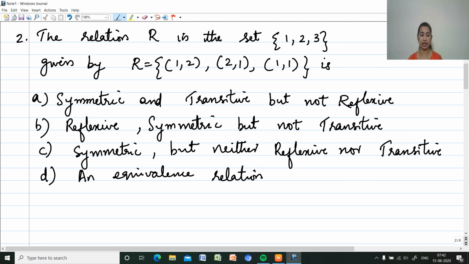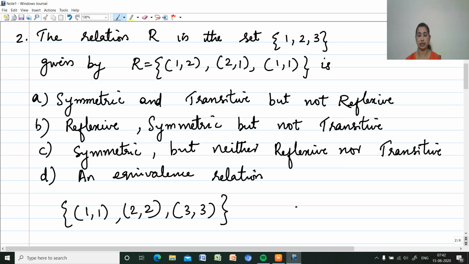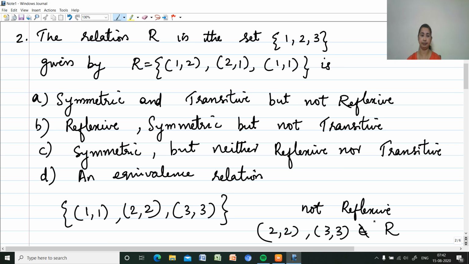Seeing the elements of that relation, we can see that (1, 1) is an element of R. But in order to be reflexive, all the three ordered pairs, that is (1, 1), (2, 2) and (3, 3), should be an element of R. But here only (1, 1) is an element. So it is not reflexive. Not reflexive, what is the reason? Because (2, 2) and (3, 3) are not elements of the given relation.